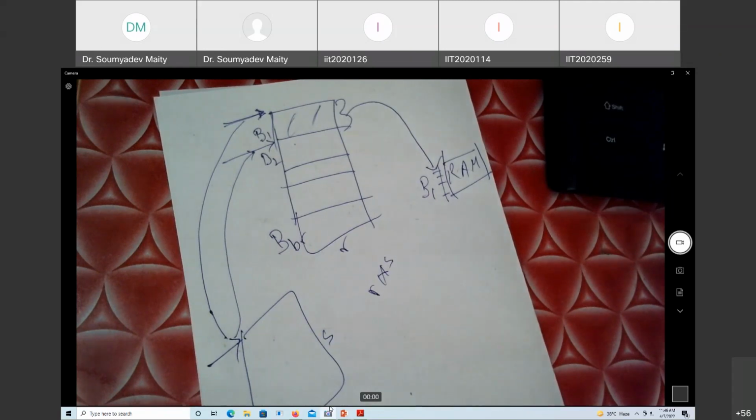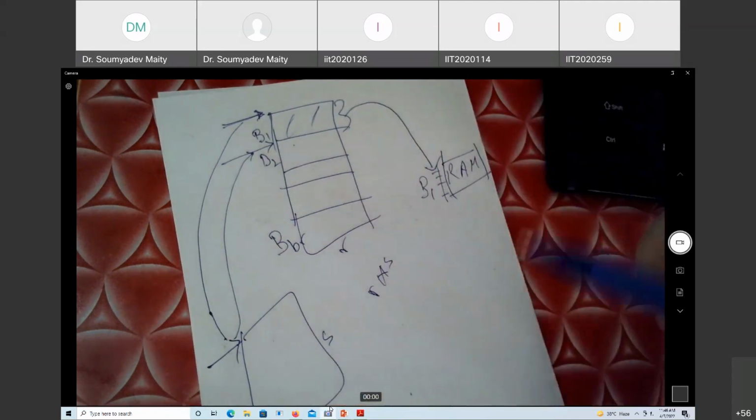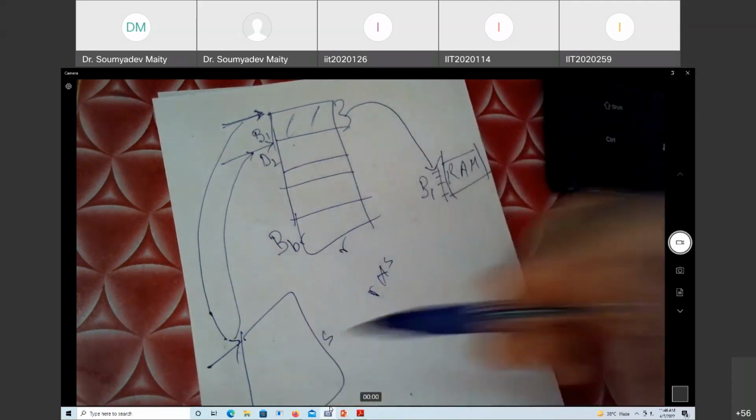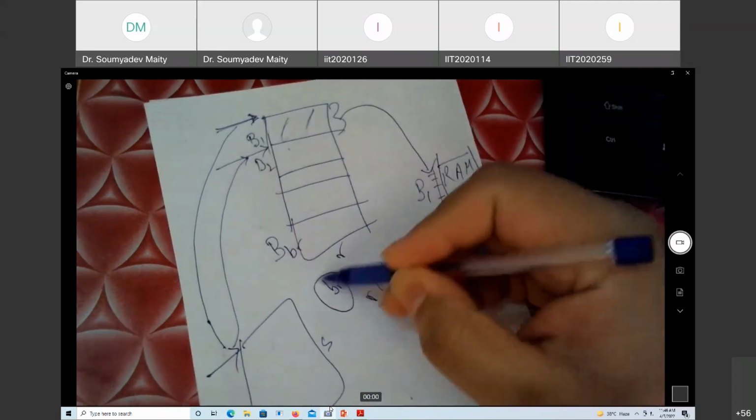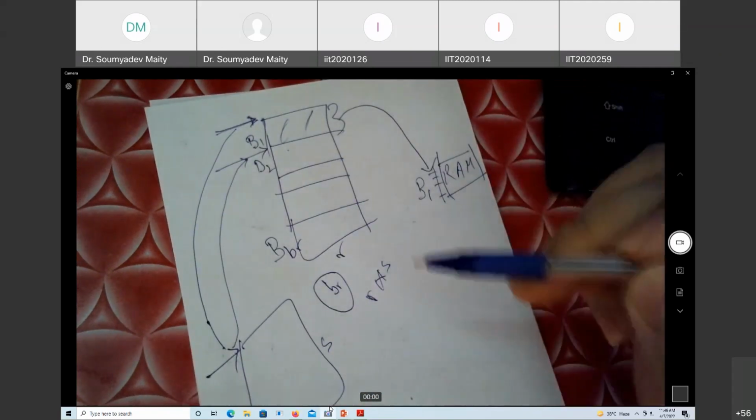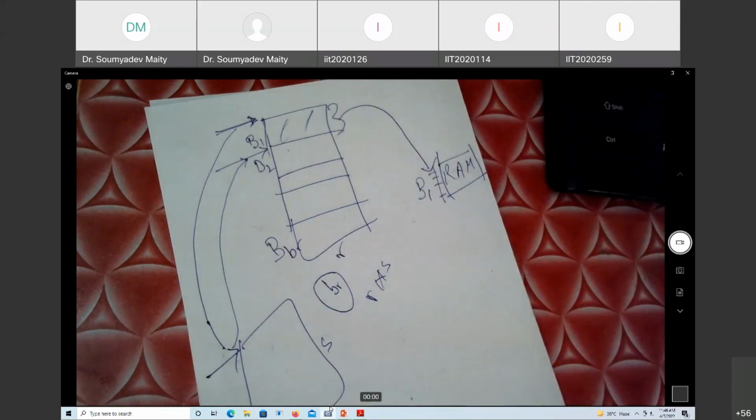Okay. So if this is not the scenario, then only one seek is required. But if this is the scenario, then BR number of seeks will be required in order to read the entire relation. Is there any doubt?